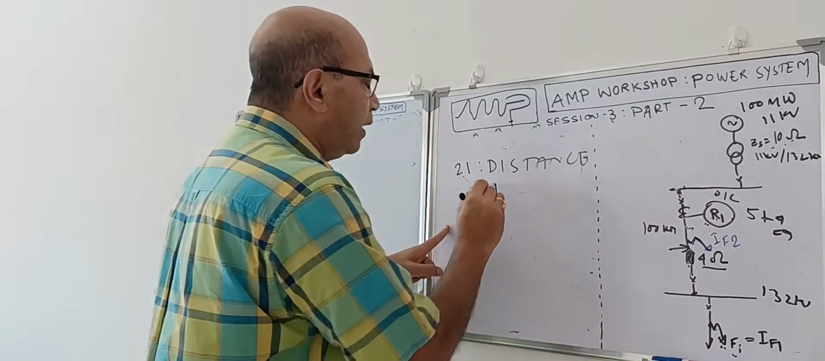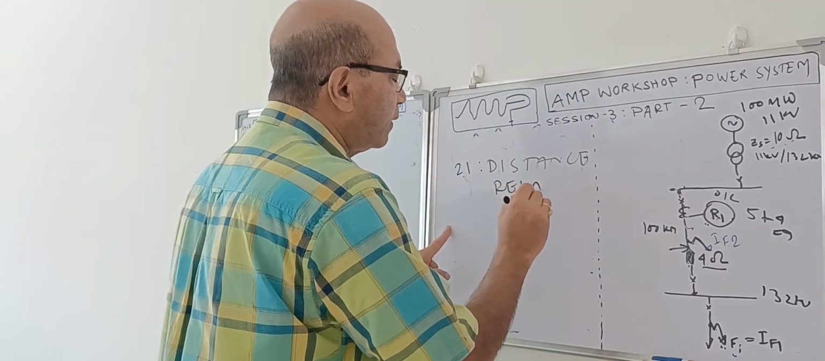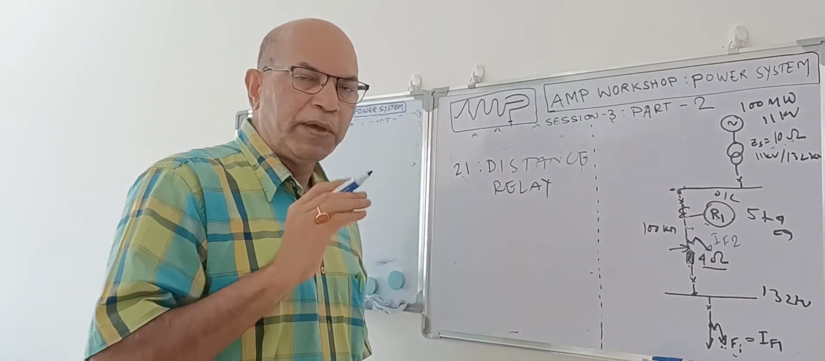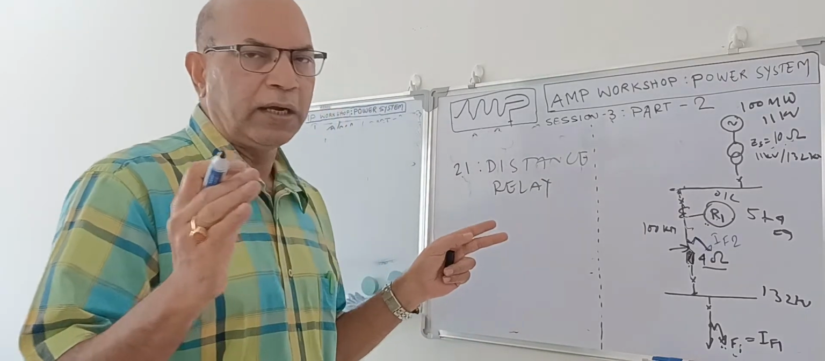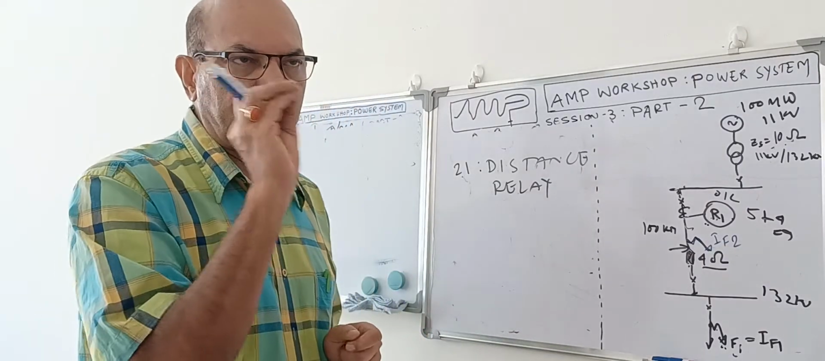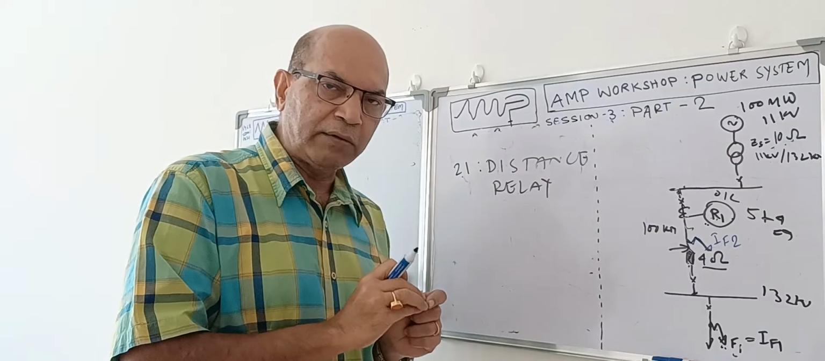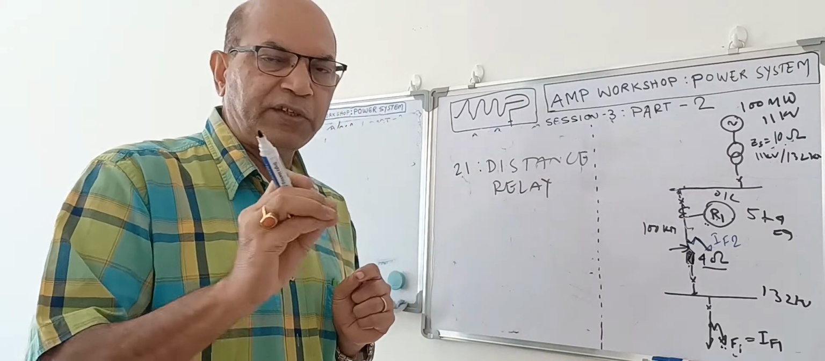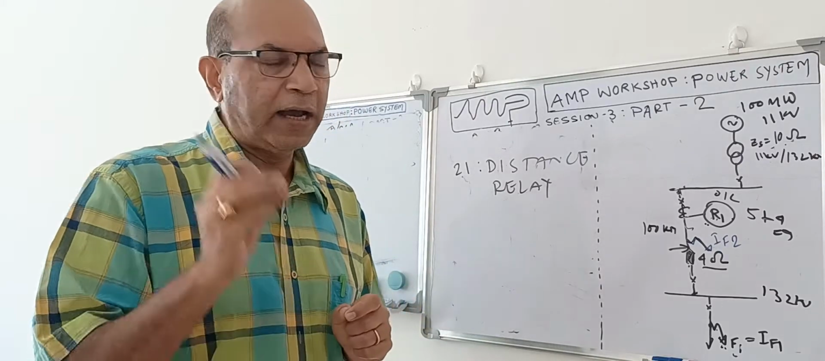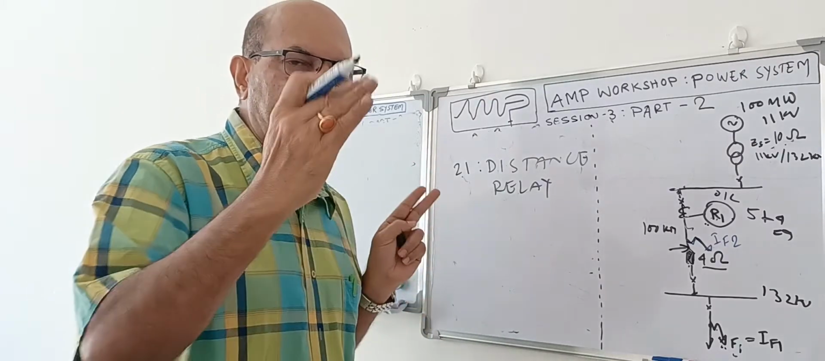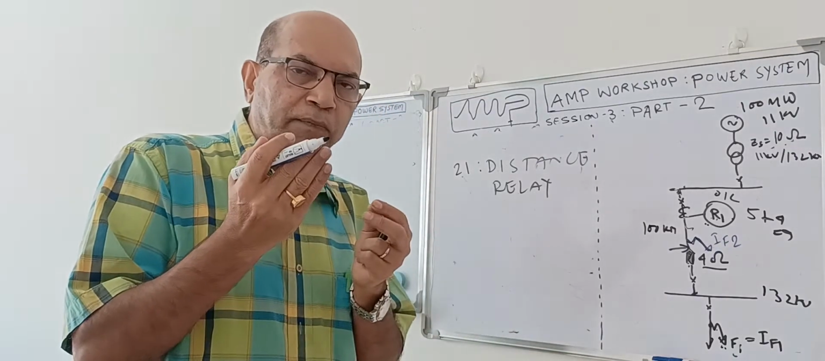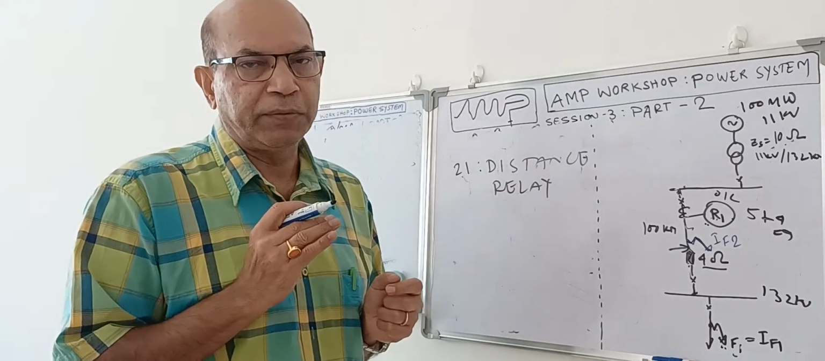Now, how does this distance relay work? A distance relay works by measuring the distance of the line. The relay will operate based on the distance. Suppose a line is 100 kilometers long and its impedance is 10 ohm. I put 10 ohm in the relay, and the relay has the capability to measure this impedance. Suppose it measures an impedance of 8 ohm, and I have put 10 ohm in the relay setting. 10 ohm means the entire length. The moment it measures 8 ohm, it means the fault is within the line, and it will immediately trip.